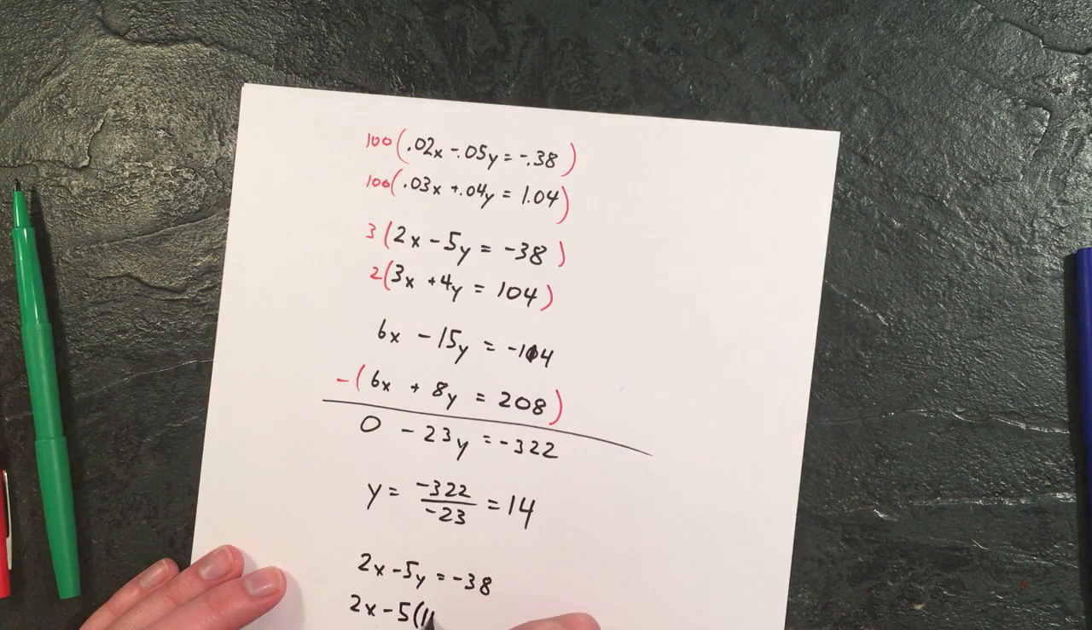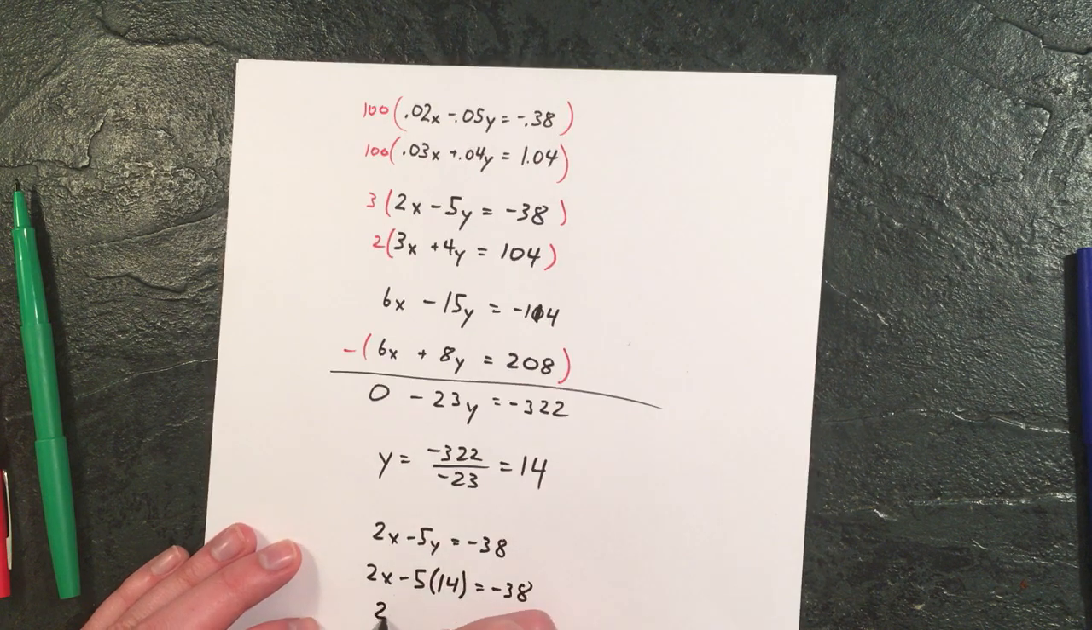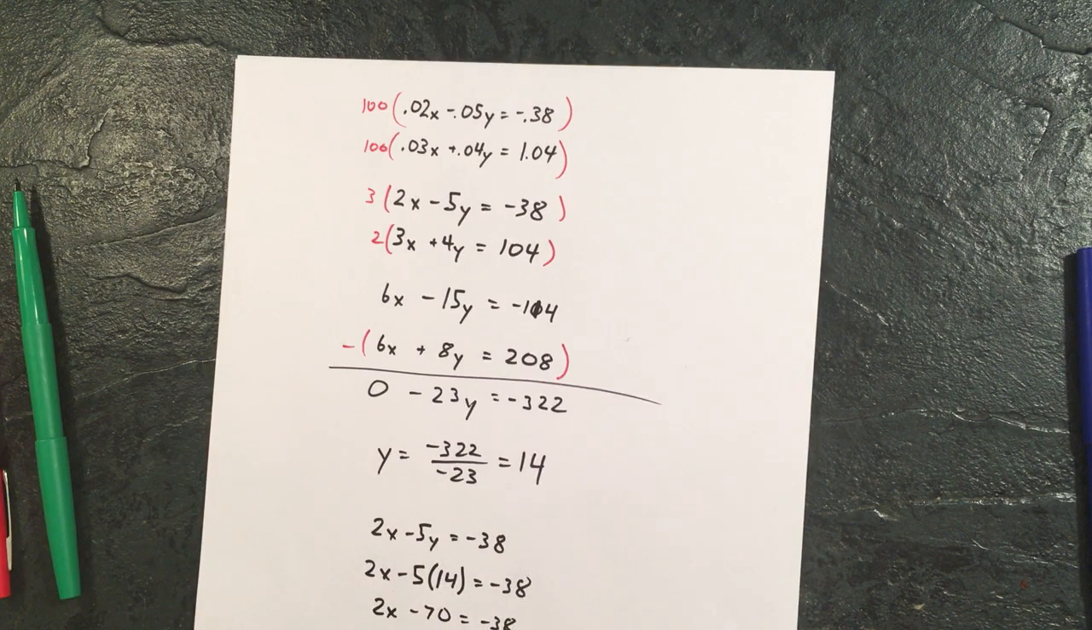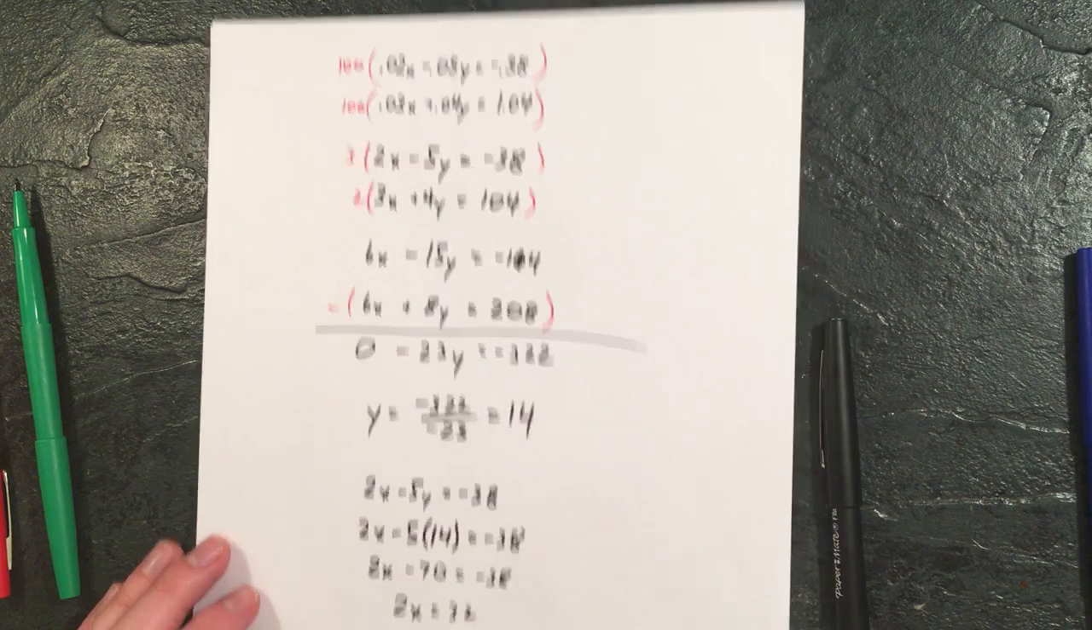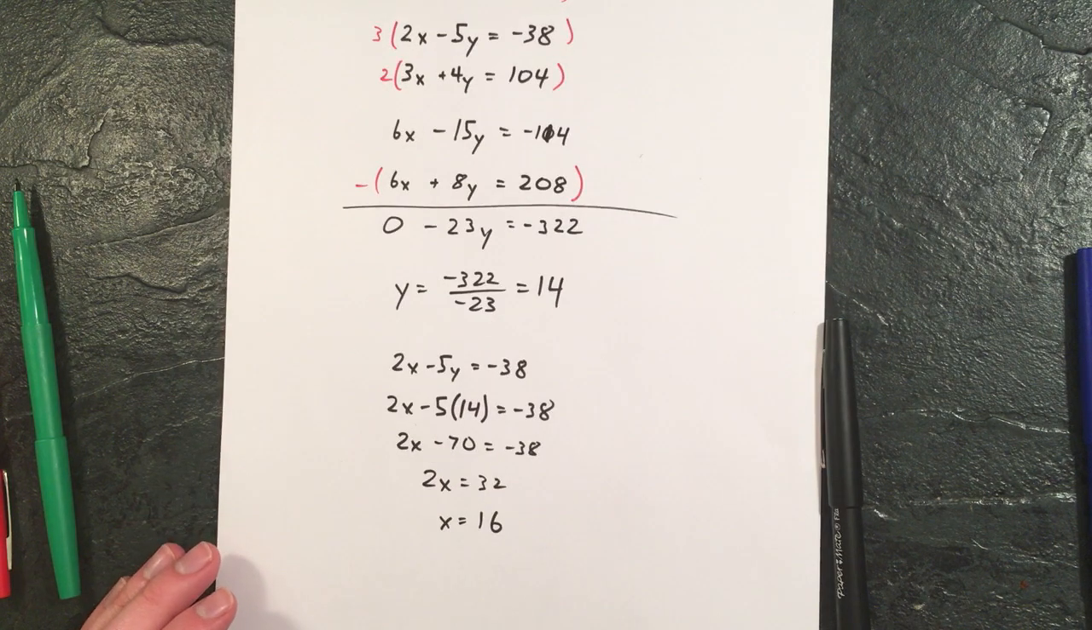2x minus 5 times 14 equals negative 38. 5 times 14, 50, 70. So 2x equals, we add that 70 over, and we're going to get 32. So x is 16 here. It'd be nice to see the end as well.